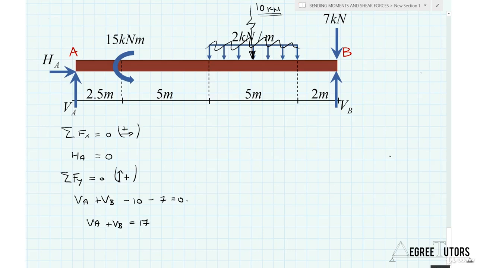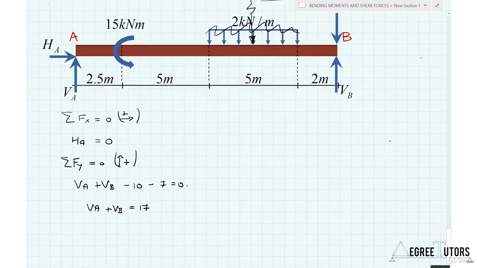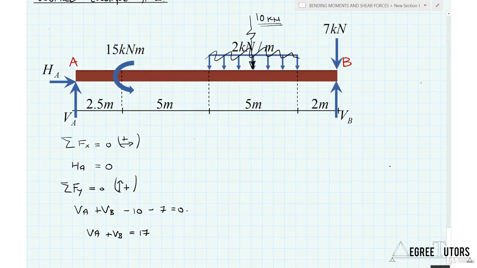Similarly to the last case, we now have a second equation with two unknowns. So we're going to use our third equation to get us across the line, and exactly as I did before, I'm going to take the sum of the moments. I could take the sum of the moments about any point. If I took the moments about a point in the middle of the beam, I would end up with another equation with two unknowns, VA and VB. Then I could use simultaneous equations to combine it with VA plus VB equals 17 and solve for my two unknowns.